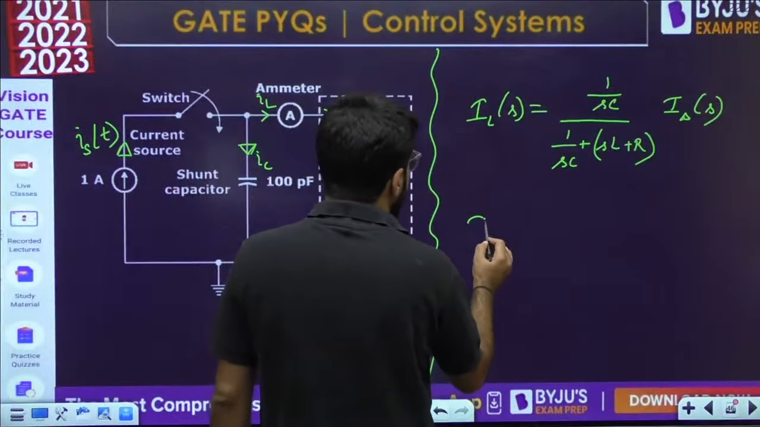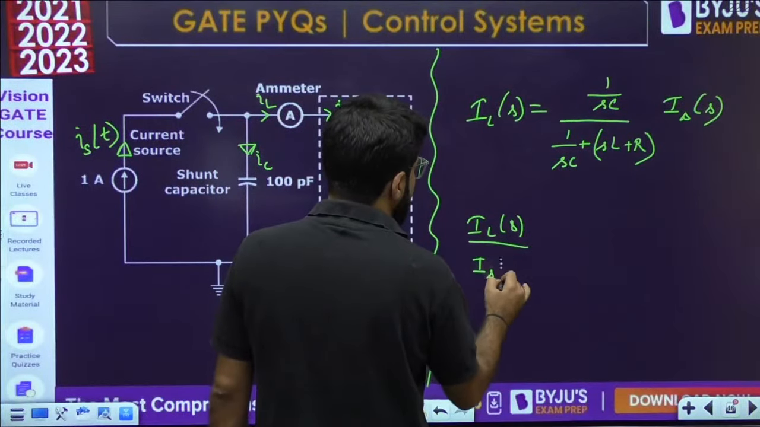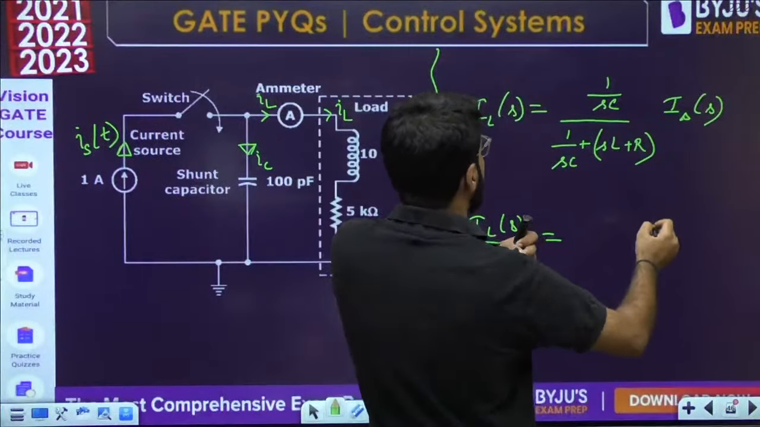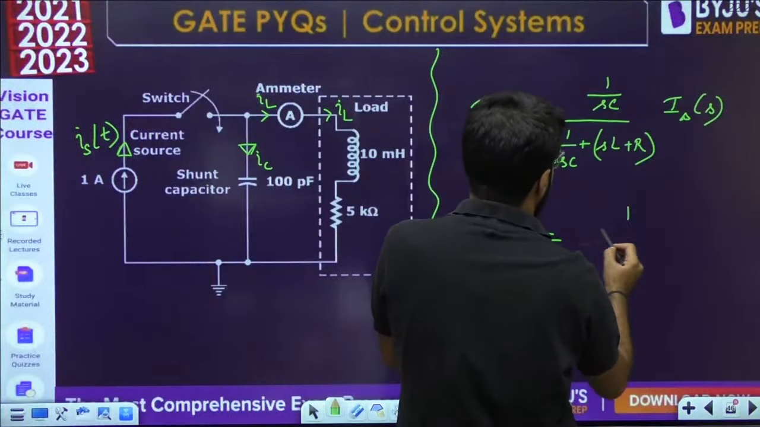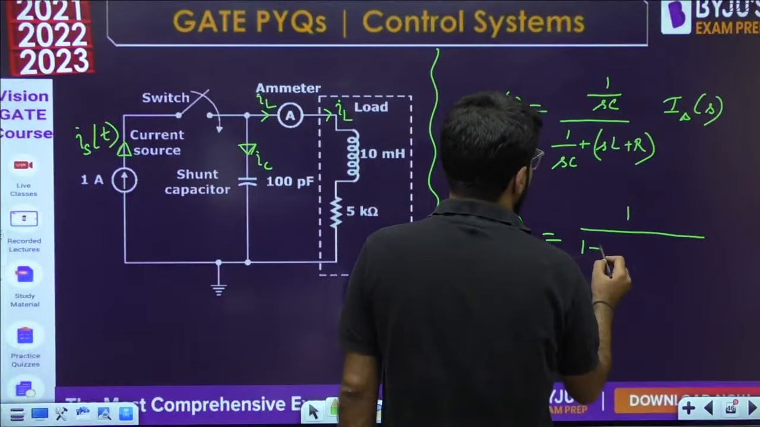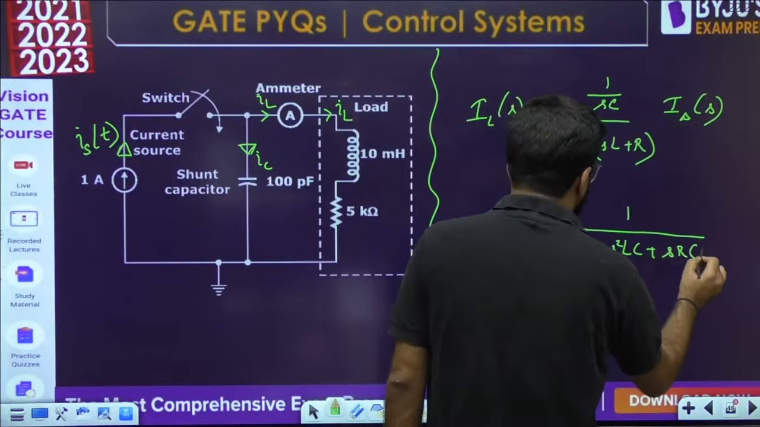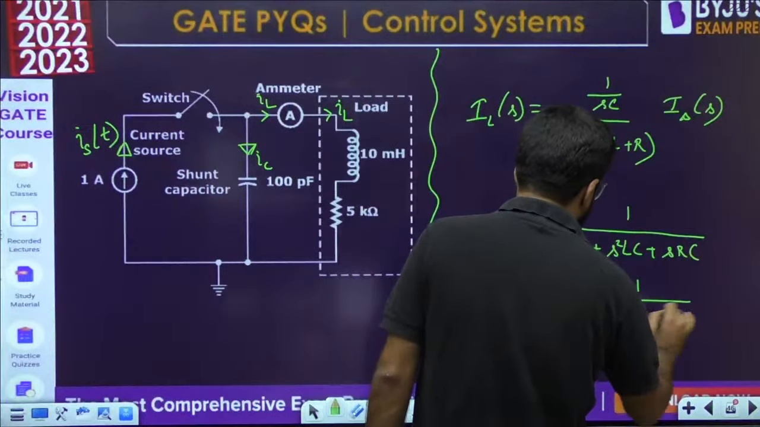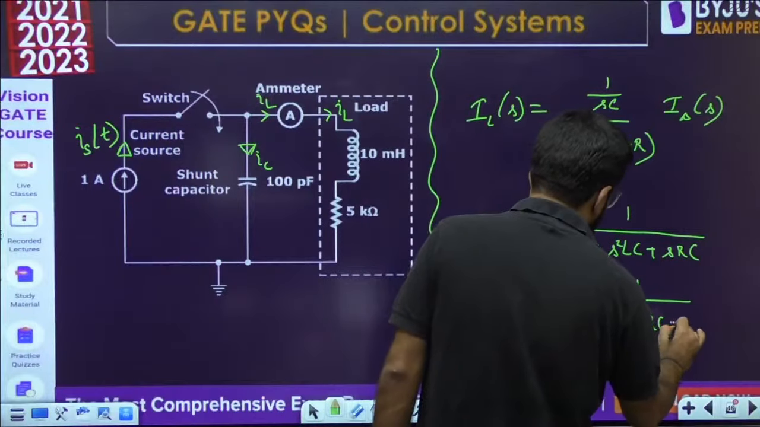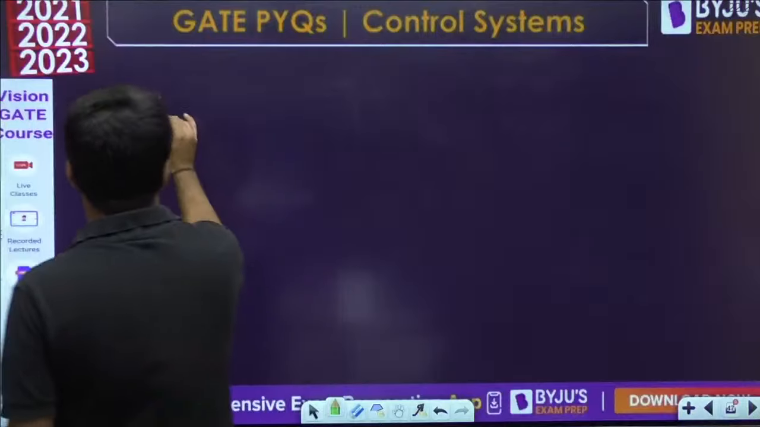Okay. So, what is the transfer function here? ILS divided by ISS. And that is going to be solved as, if I multiply by SC throughout, I am getting 1 and then divided by 1 plus S square LC plus SRC. Let me rearrange that a bit. That is 1 upon S square LC plus SRC plus 1, or in the standard format, divide by LC.